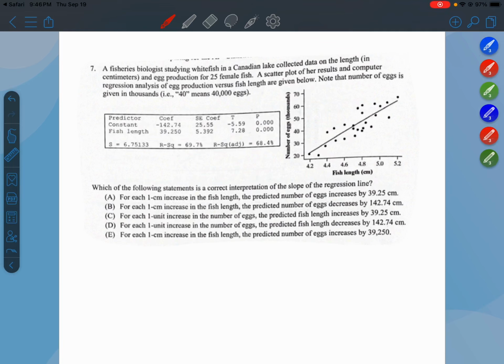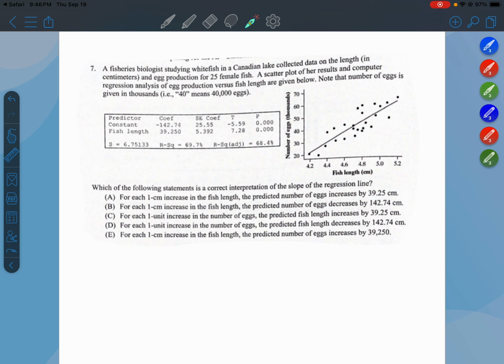Question 7. A fisheries biologist studying whitefish in a Canadian lake collected data on the length in centimeters and egg production for 25 female fish. Okay, so we have, well, it's right here. So length versus number of eggs. A scatter plot for her results and computer regression analysis of egg production versus fish length are given below.